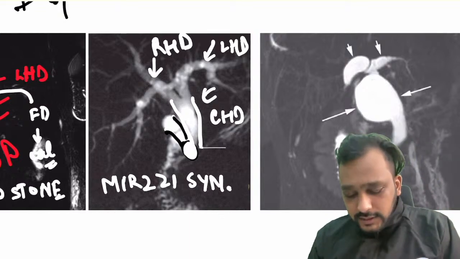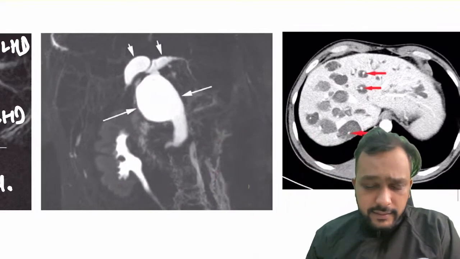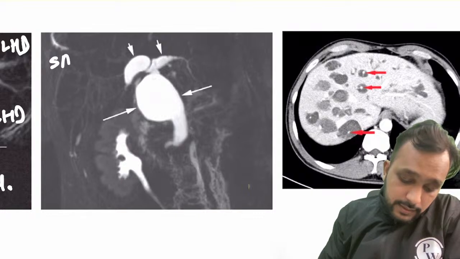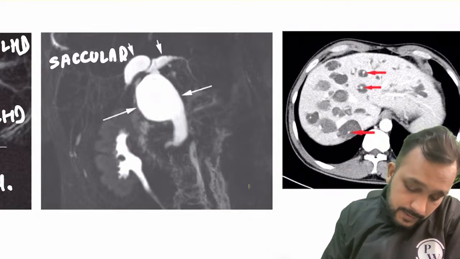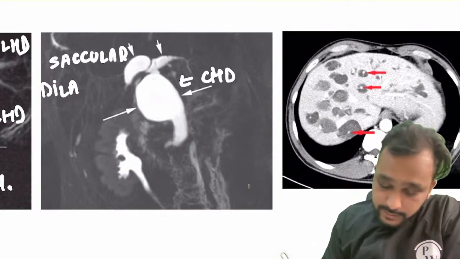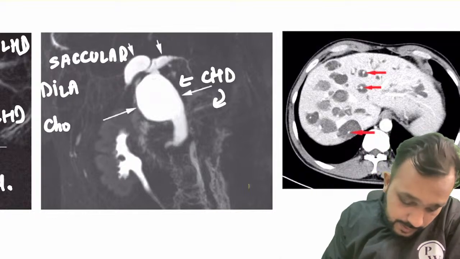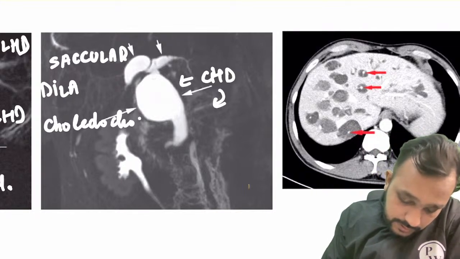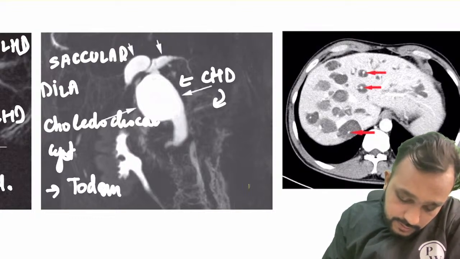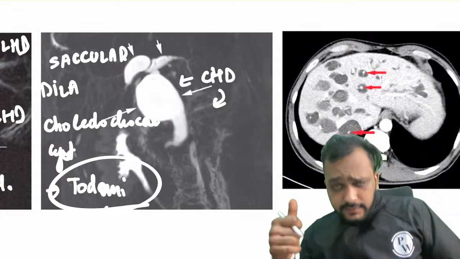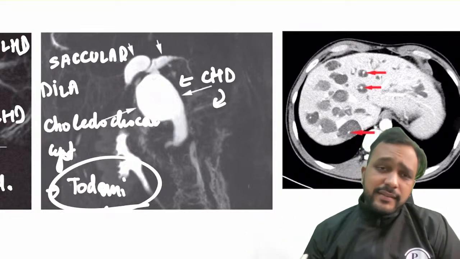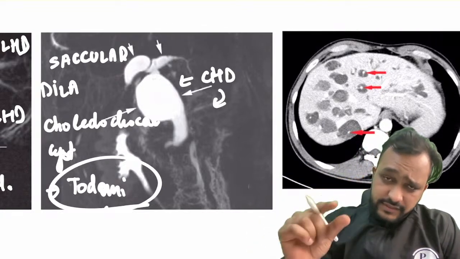So just a recap. And in the third case, guys, we can see that there is saccular dilatation of the CHD. This saccular dilatation of the CHD is seen in a patient with choledochal cyst. And what is the classification system that we use for choledochal cyst? Todani classification. Type 1 is fusiform or cystic dilatation, right? Type 2 is a diverticulum which is arising. Type 3 is cystic dilatation of the distal part.